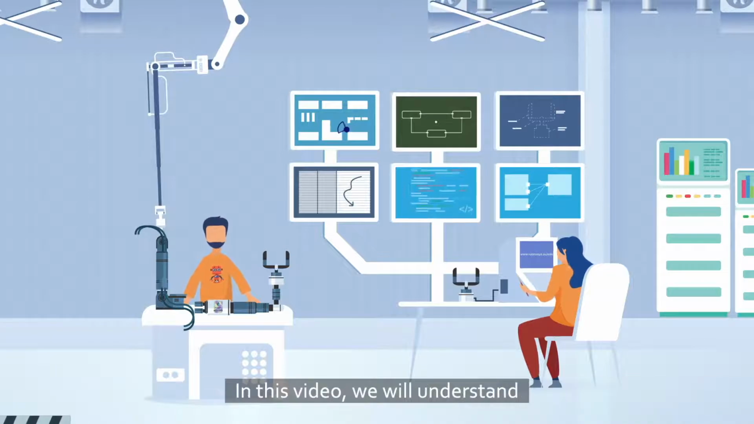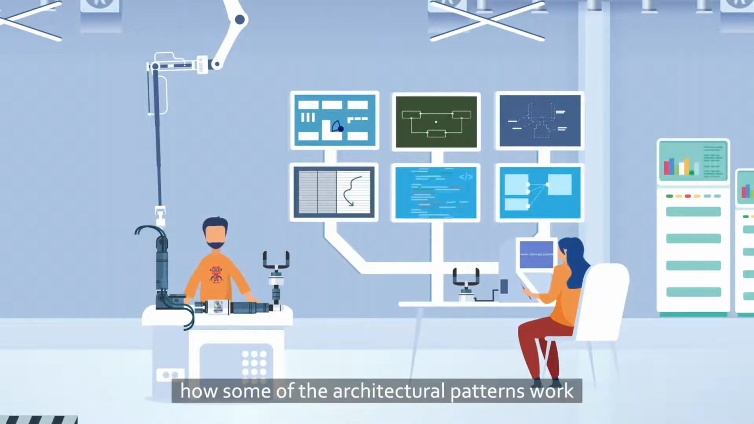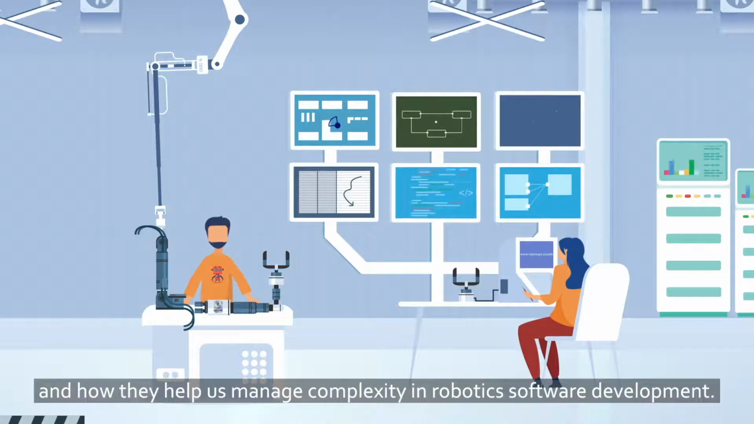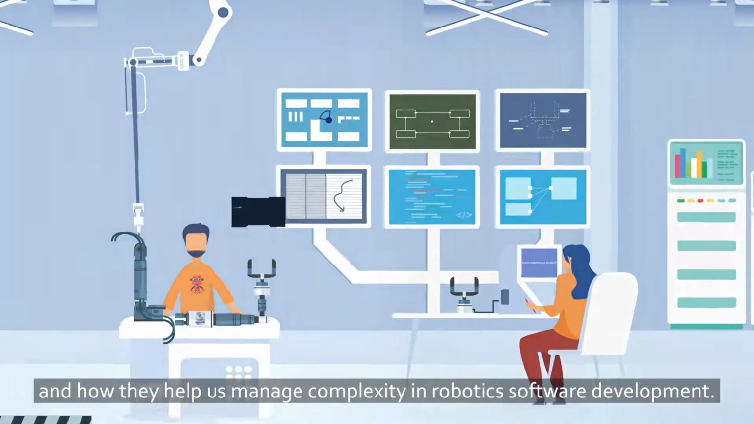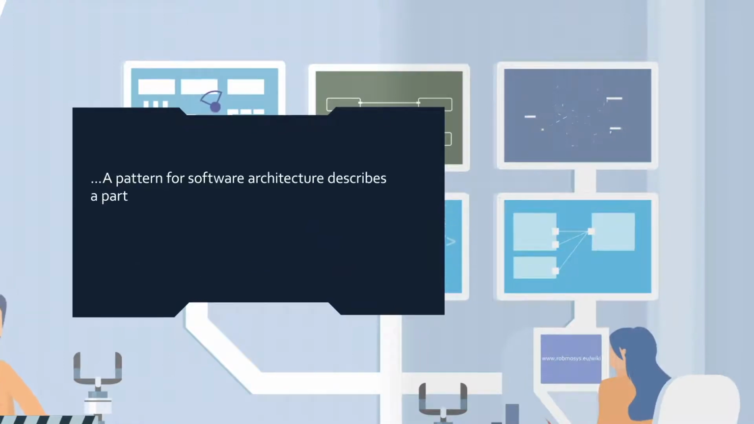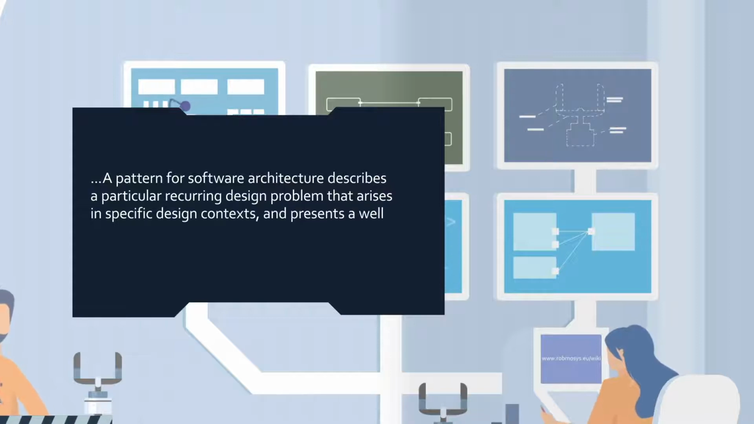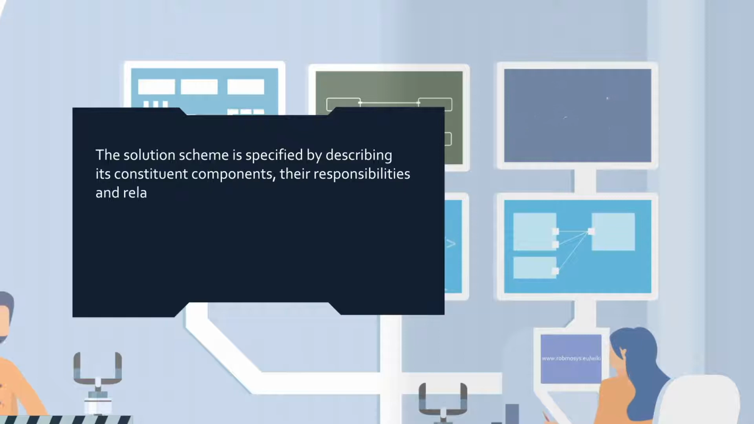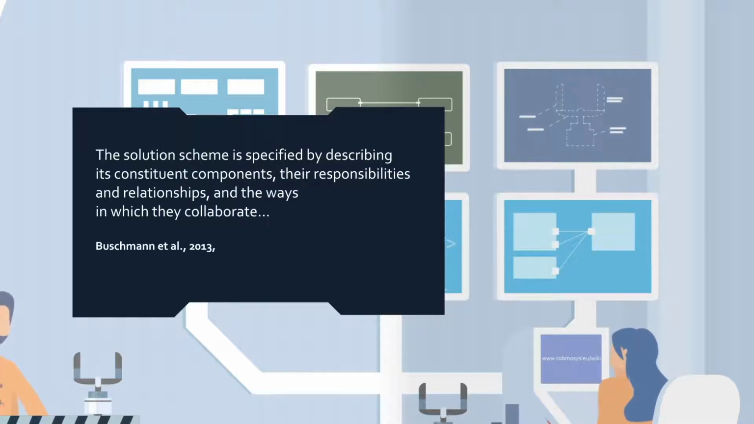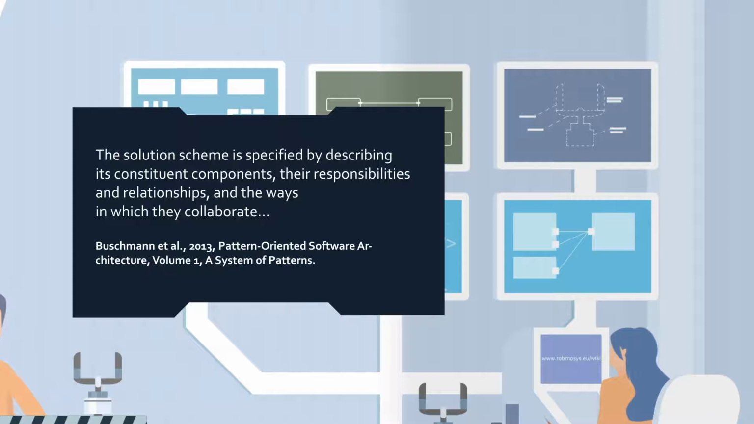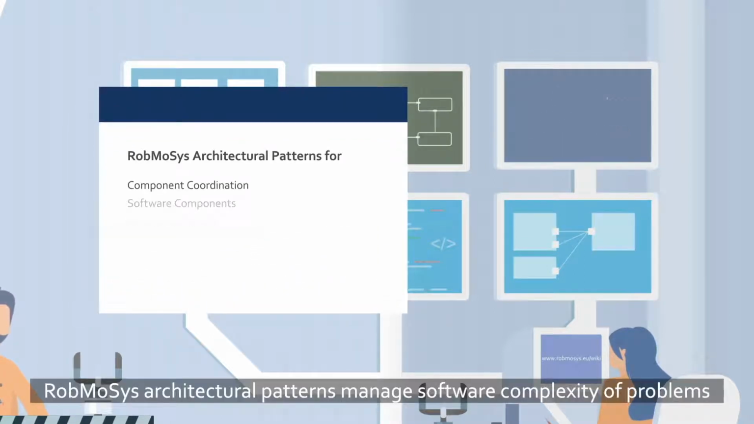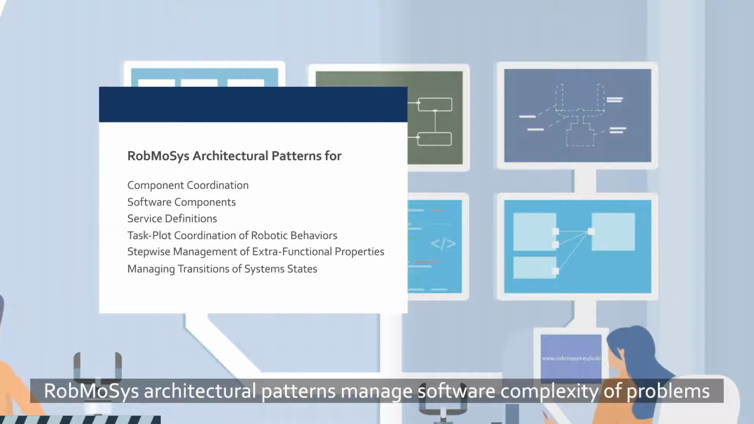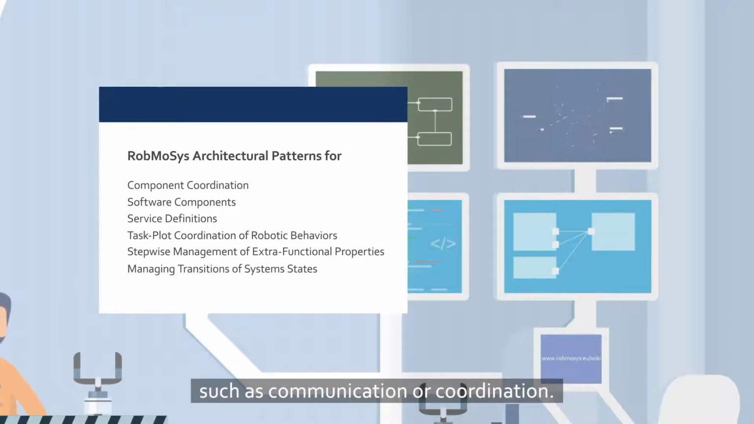In this video, we will understand how some of the architectural patterns work and how they help us manage complexity in robotics software development. A pattern for software architecture describes a particular recurring design problem that arises in specific design contexts and presents a well-proven generic scheme for its solution. The solution scheme is specified by describing its constituent components, their responsibilities and relationships, and the ways in which they collaborate. RobMoSys architectural patterns manage software complexity of problems, such as communication or coordination.